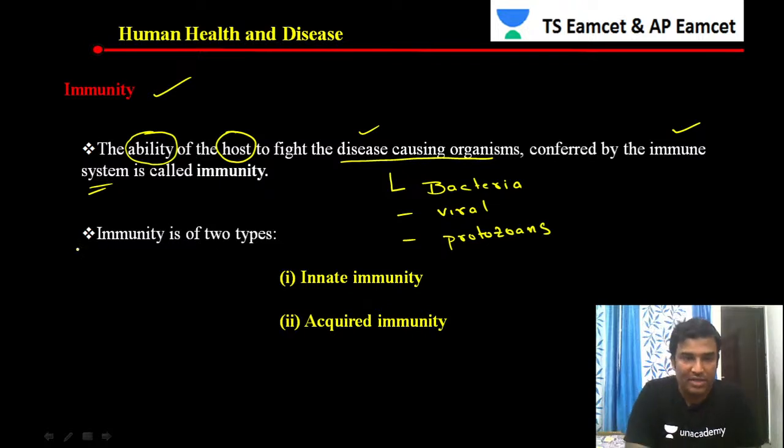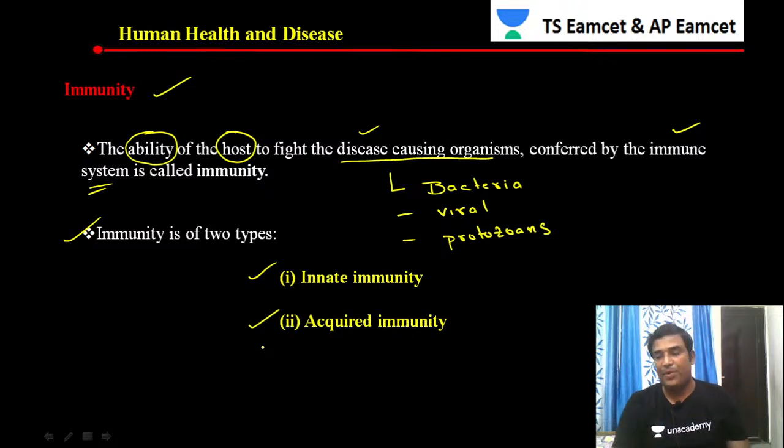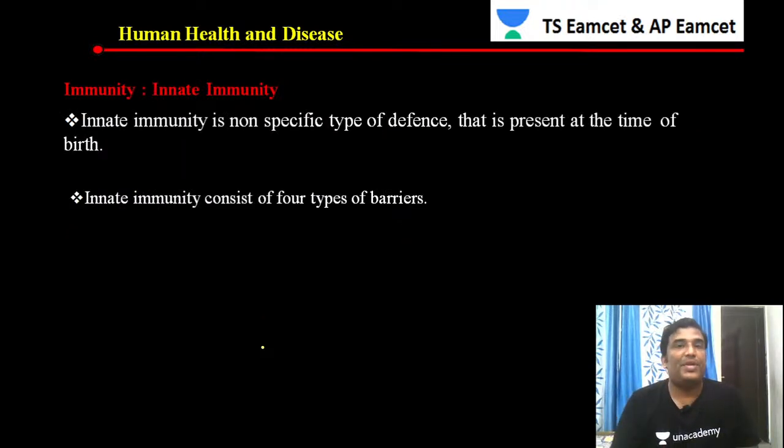And this immunity is of two types. The first one is called innate immunity, and the second one is called acquired immunity. So let us see what is this innate immunity and what is this acquired immunity. So innate immunity, let us take first.